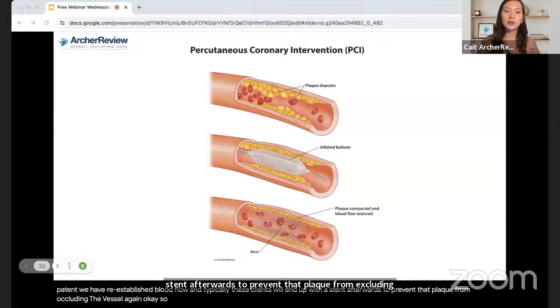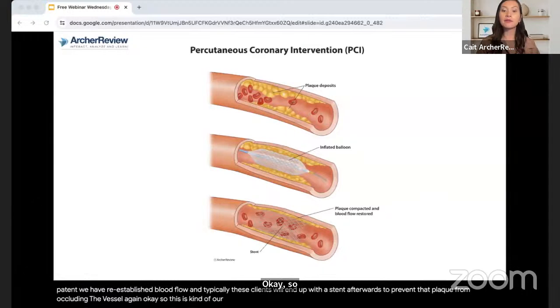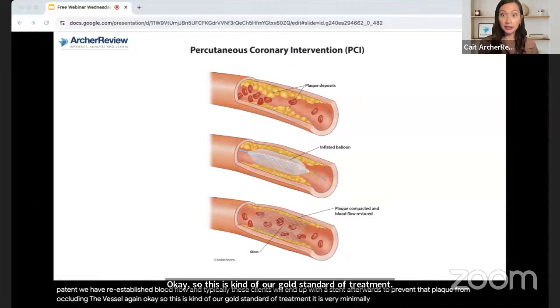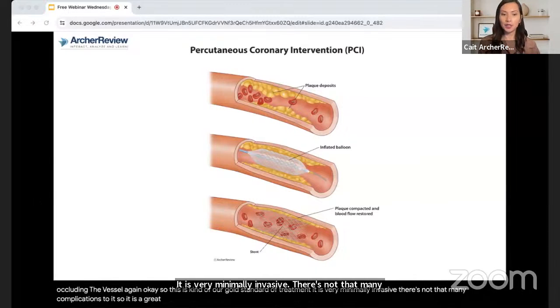Okay, so this is kind of our gold standard of treatment. It is very minimally invasive. There's not that many complications to it, so it is a great option.